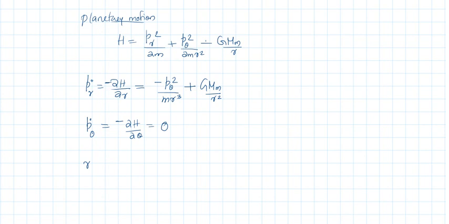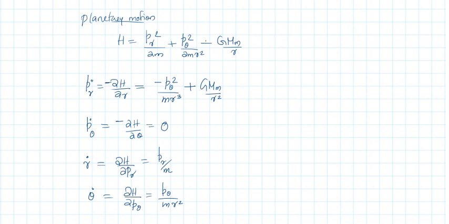Then r dot, it is ∂H/∂p_r, it is p_r by m. Then theta dot, it is ∂H/∂p_theta, it is p_theta by m r square. So these are 4 first order ordinary differential equations. You can show that these are equivalent to 2 second order ordinary differential equations.